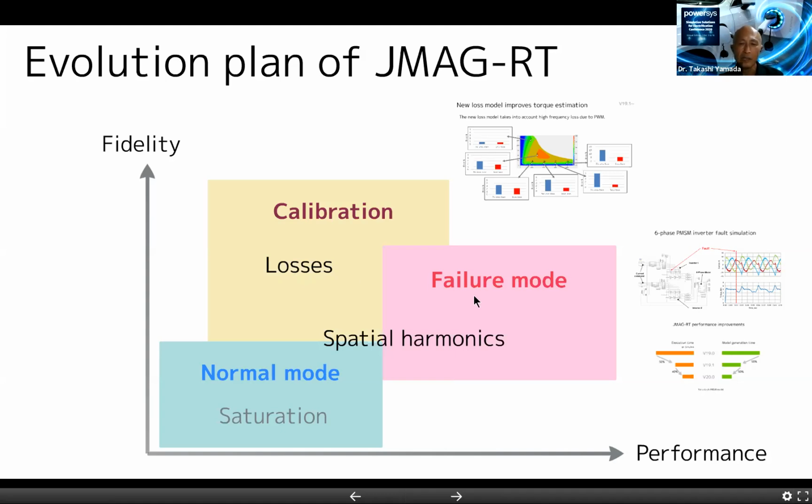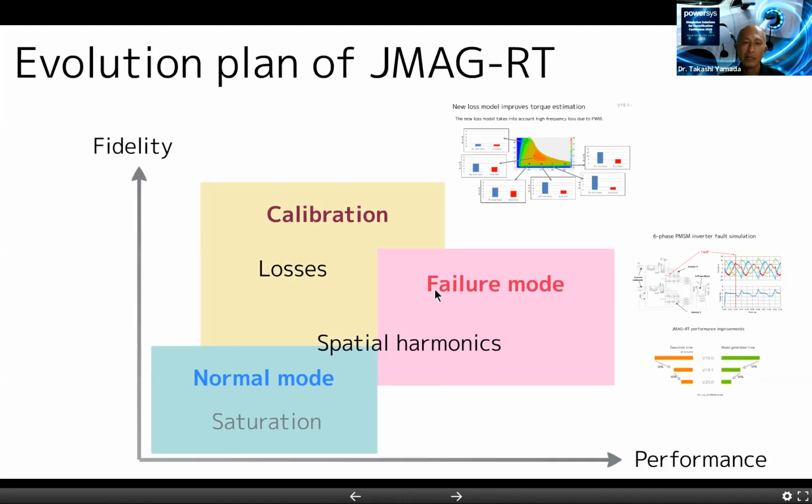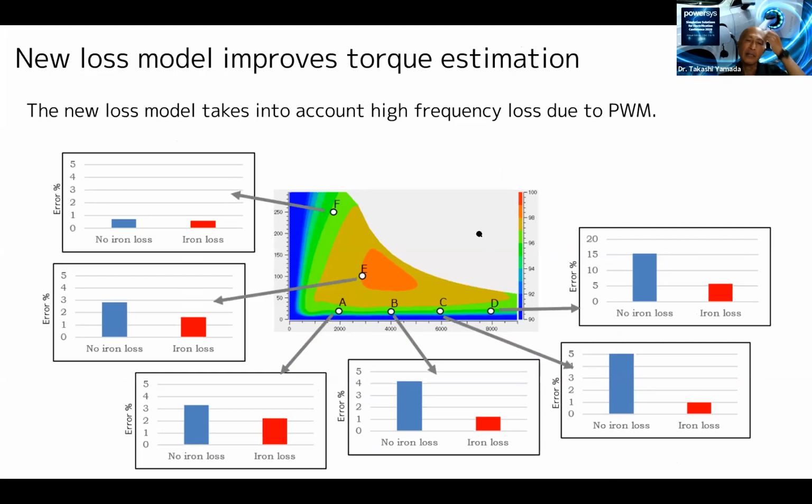So this is very, very important. This is one. The other one is failure mode. But okay, let's have this one. This is one of the results we have recently achieved. So we introduced a new loss model in JMAG-RT. Using this one, you can reduce the estimation error from without iron loss to a new iron loss model. So the left-hand side is without, and the red one is with. So you can see lots of improvement, especially for this one, because this technique is very good for PWM input. So it works for this low torque range. This is an important technique, so we introduced it. Now, of course, we will expand this to some other regions. Probably we need to improve this region as well. So that is our next task.